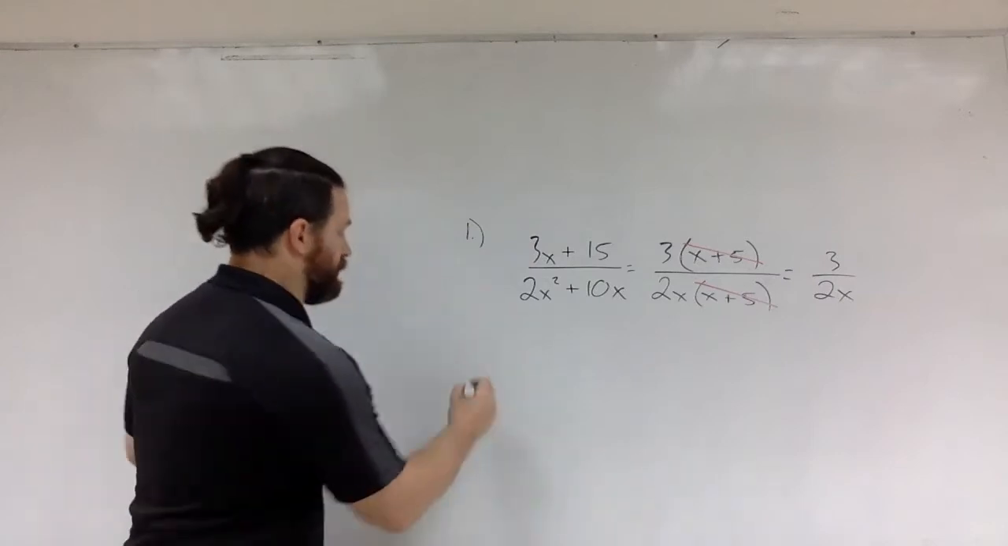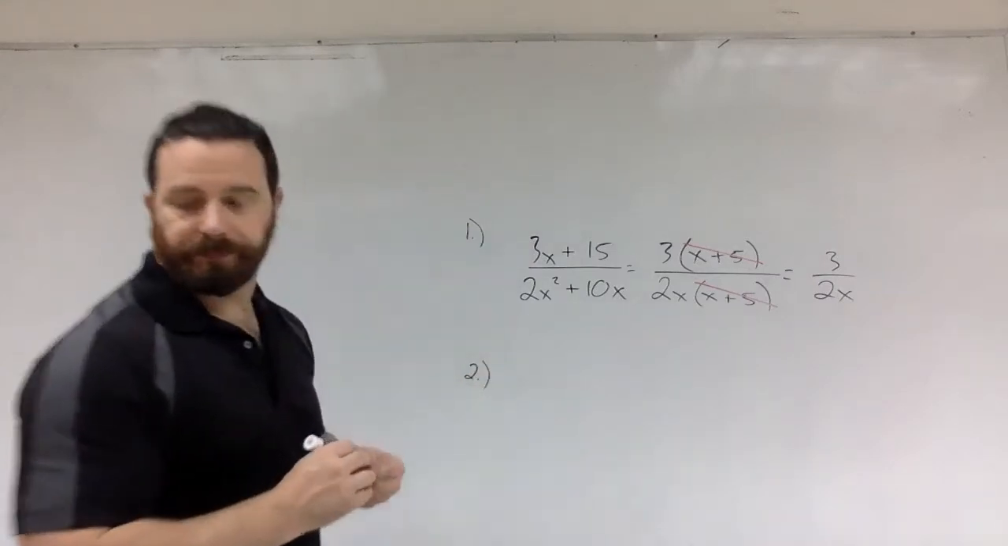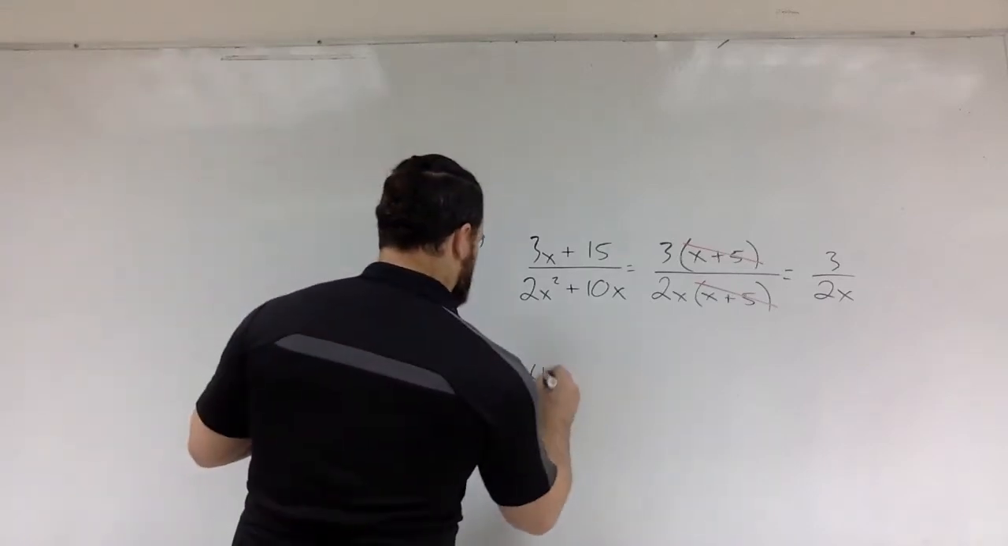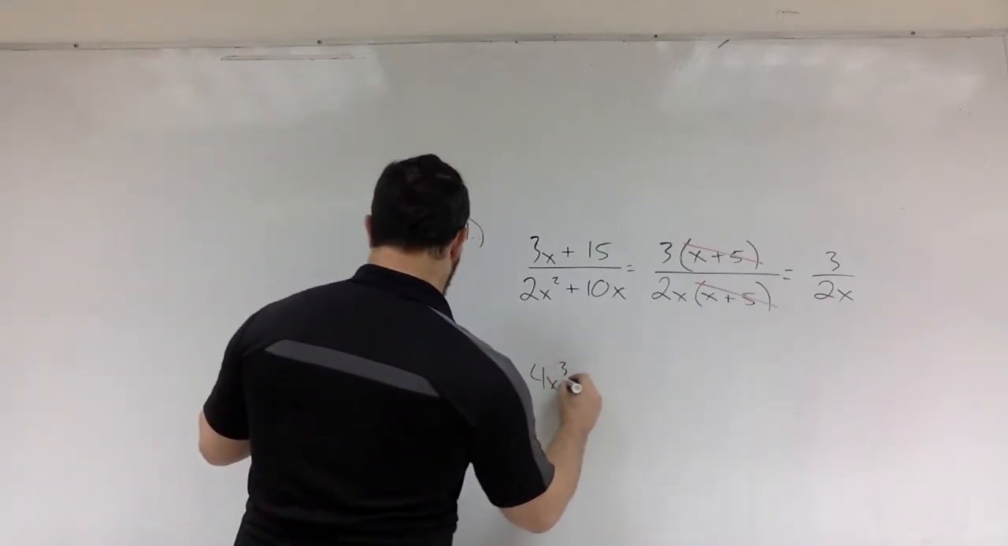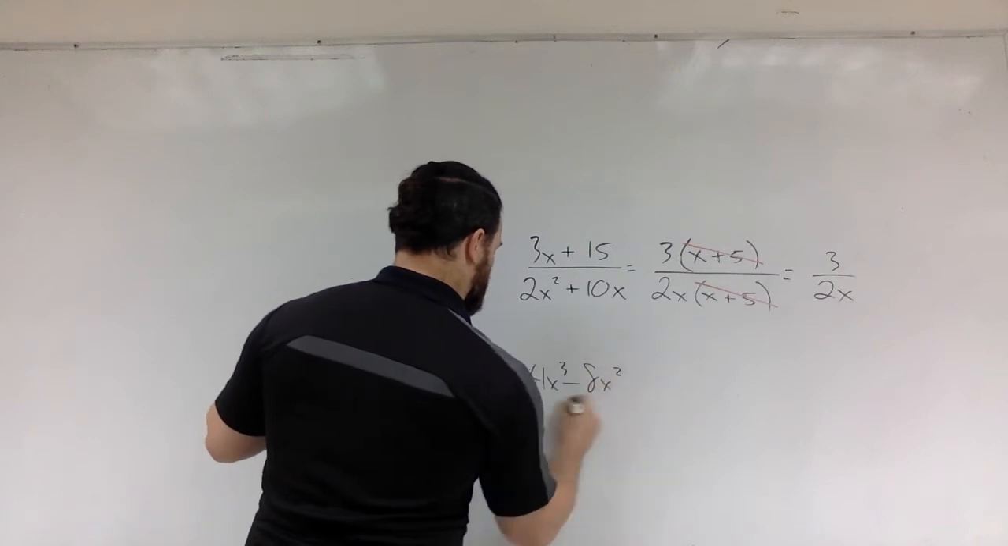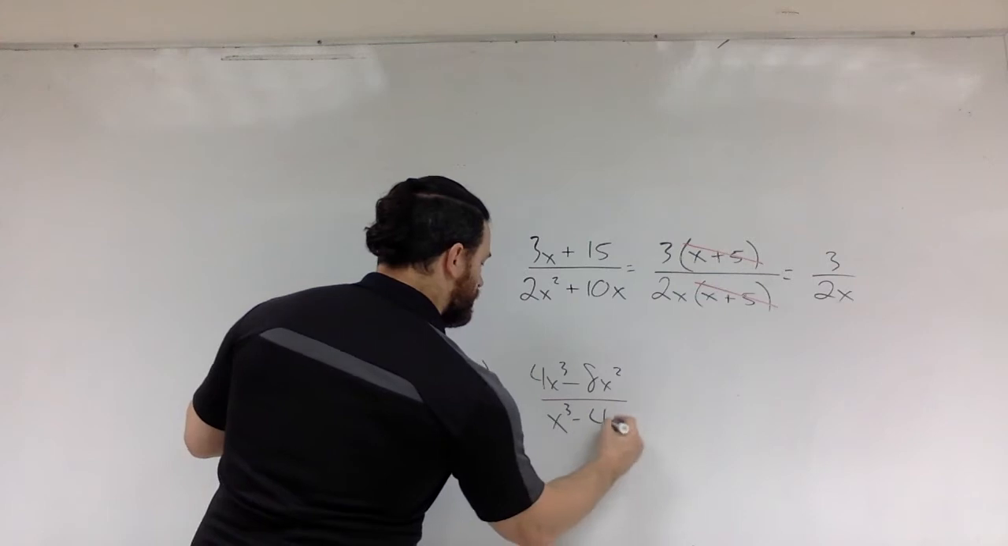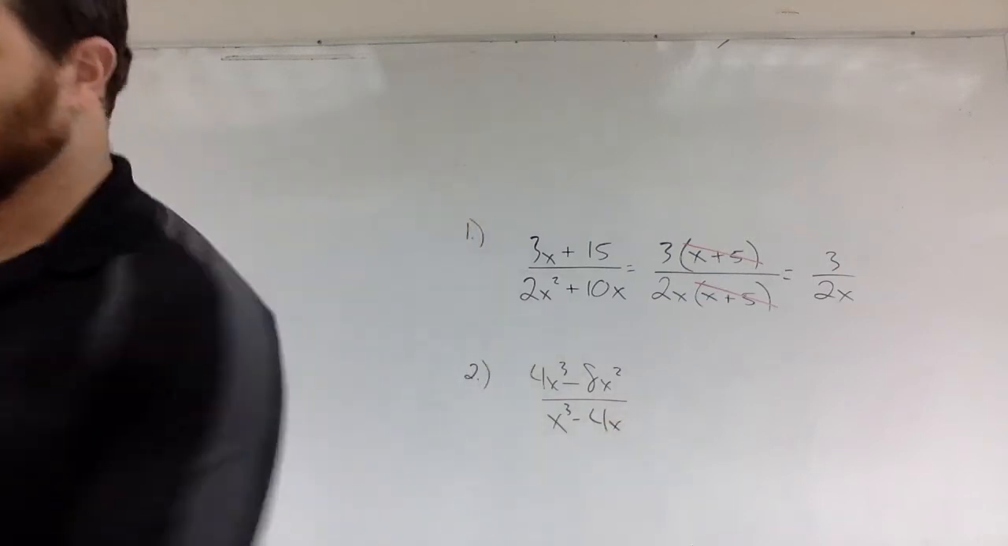Go to the next one here, number 2. So let's say we've got 4x cubed minus 8x squared all over x cubed minus 4x.